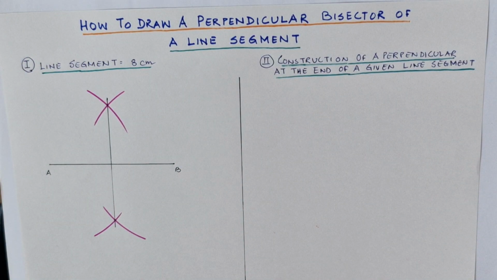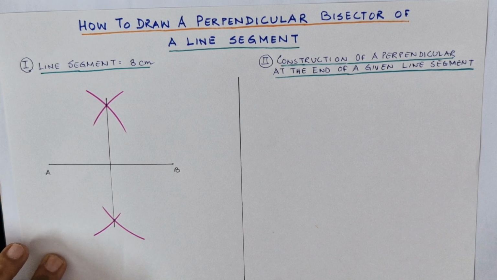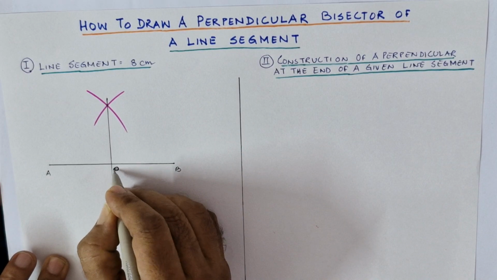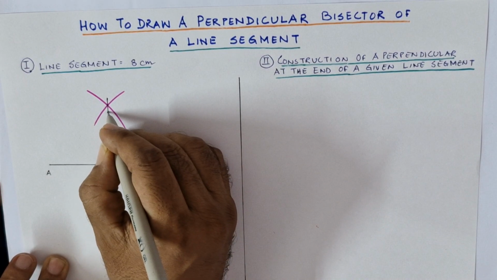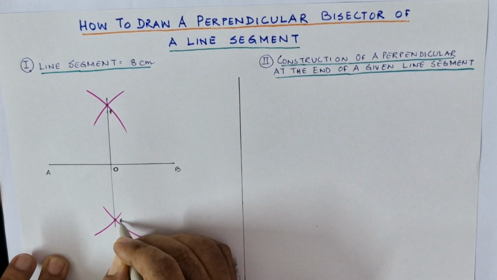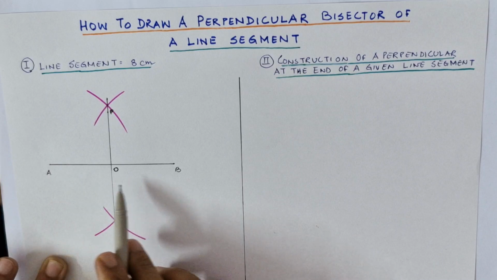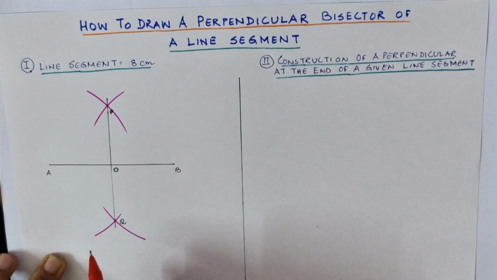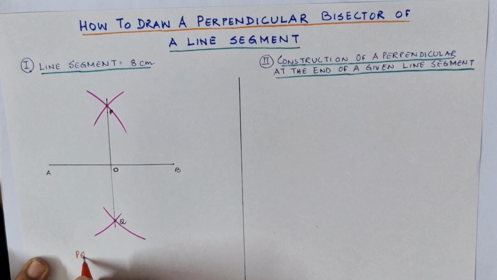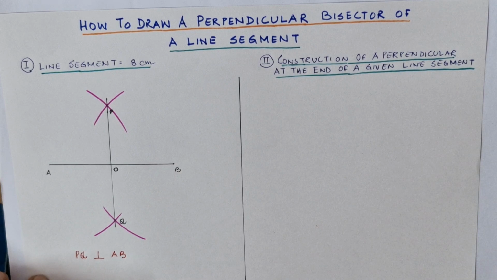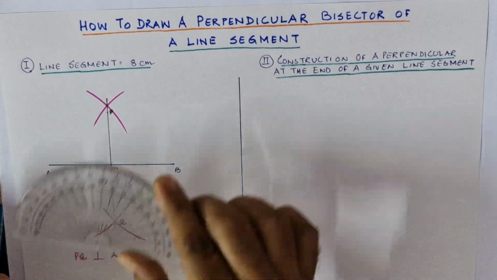Got it? So we'll just name them. Let's say here the intersection point is O. We'll name this point as P and this point as Q. Got it? So PQ is the perpendicular bisector of AB. So we will write here PQ is perpendicular to AB. But what kind of perpendicular? It's a perpendicular bisector. So first of all, check whether we have done it correctly or not.